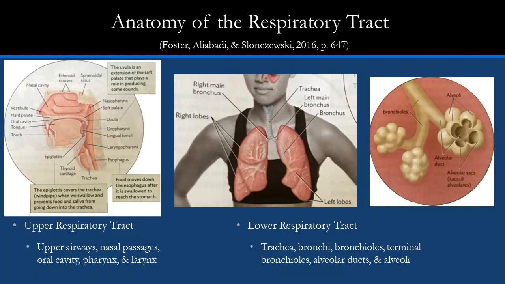Once the air passes under the epiglottis and into the trachea, it has reached the lower respiratory tract, which includes the trachea, which splits into the right main bronchus and left main bronchus, which splits further into bronchioles, terminal bronchioles, alveolar ducts, and finally the alveoli where the actual gas exchange occurs.